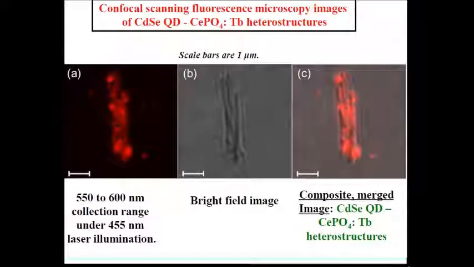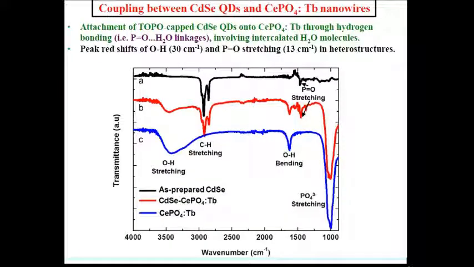So IR shows us that the actual bonding takes place between the phosphorus P=O bonds on TOPO, trioctylphosphine oxide, capping my quantum dots. So it's the ligand-capped quantum dots, and it's linking with the intercalated water molecules of my cerium phosphate. So as I mentioned before, cerium phosphate has these water molecules which are dispersed throughout the structure. So these water molecules are bonding onto my particular quantum dots, and as I can see, the shifts of OH and PO stretching modes in my heterostructures are consistent with the formation of my heterostructure involving both quantum dots and cerium phosphate.